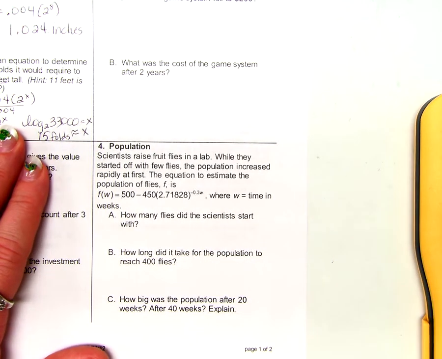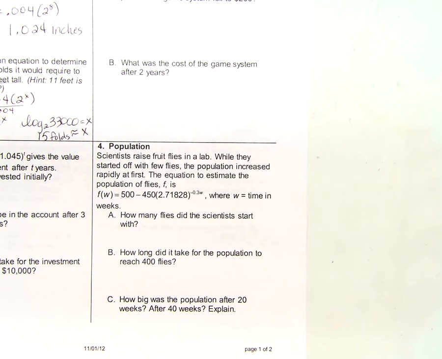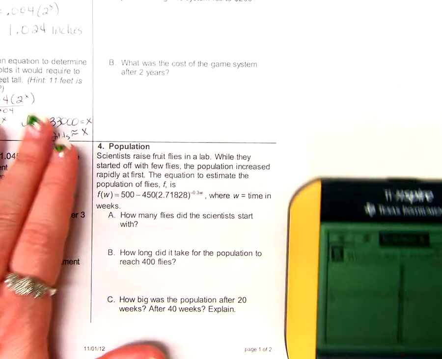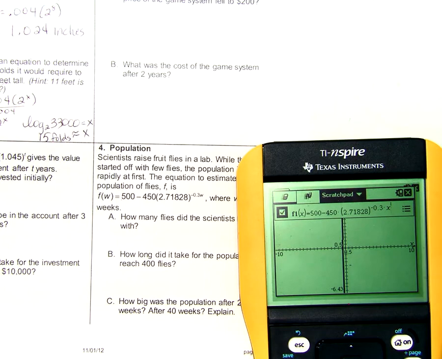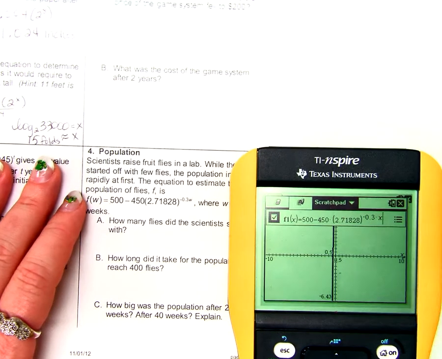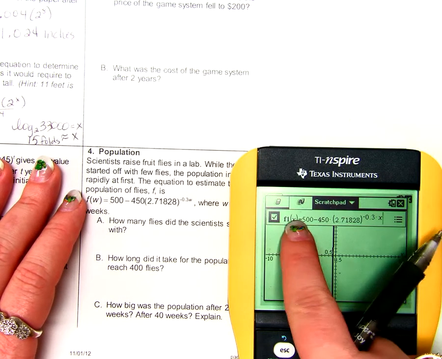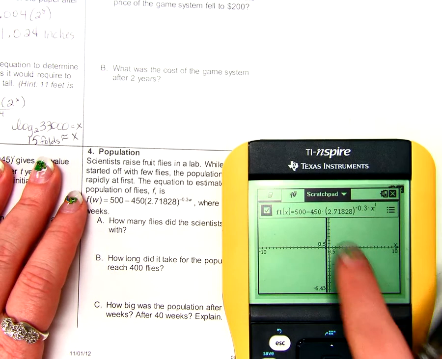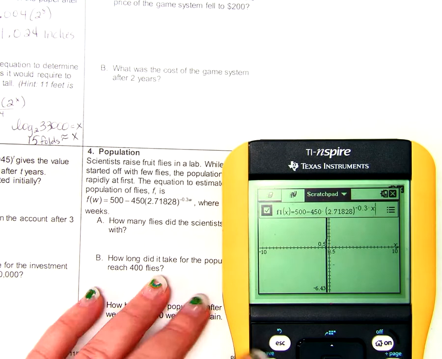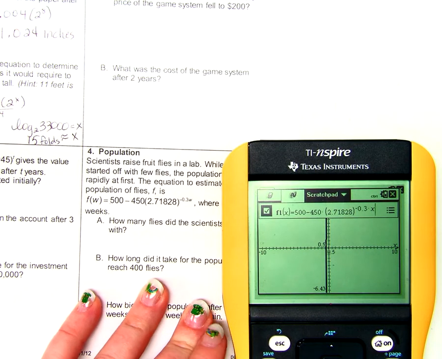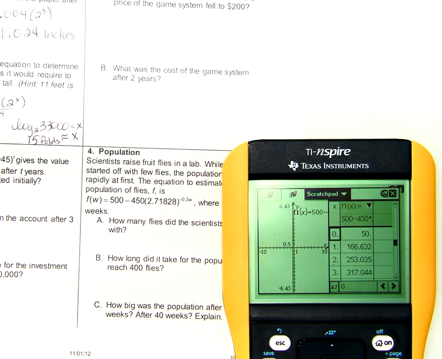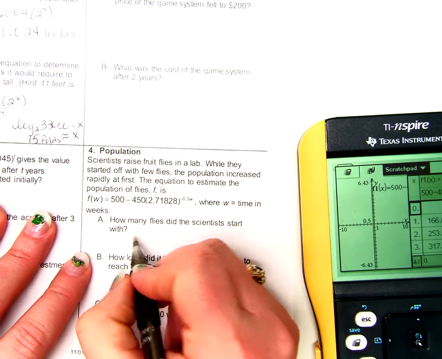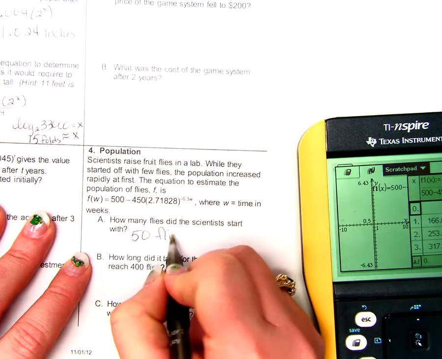Okay? Please keep in mind, though, that we have really nice calculators that will allow us to skip some of this arithmetic. What if we went to a graph and put that equation in? The graph isn't so much as important to me as the table. So we go to Control T. Look what happens when x is 0, 50. We got the same thing. Okay? So they started with 50 flies.